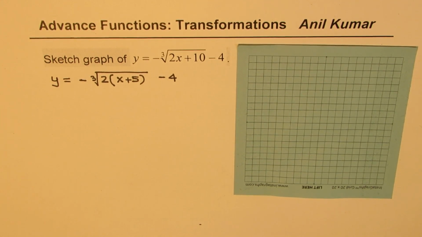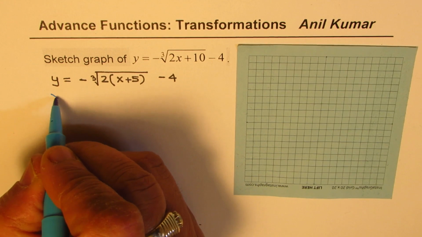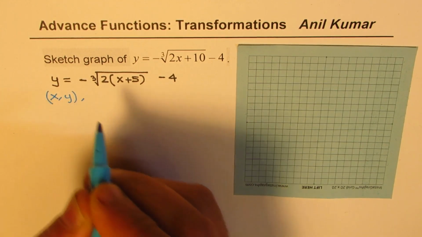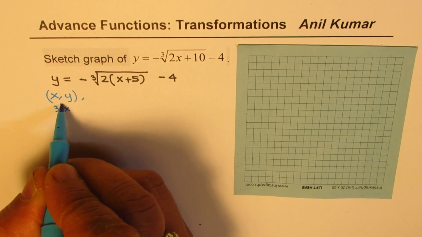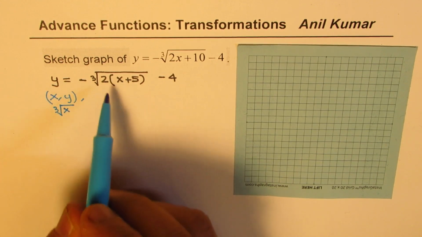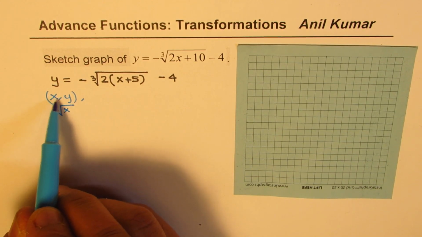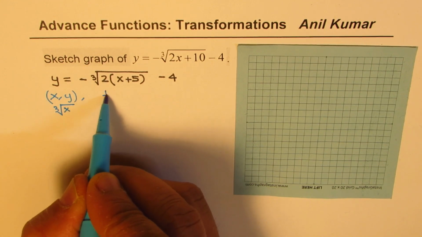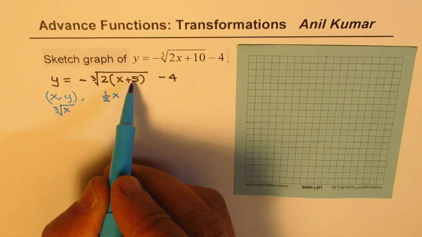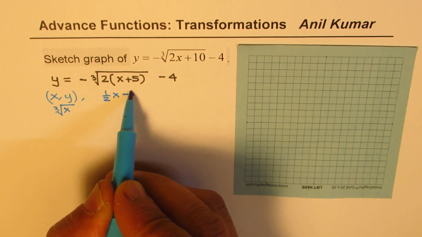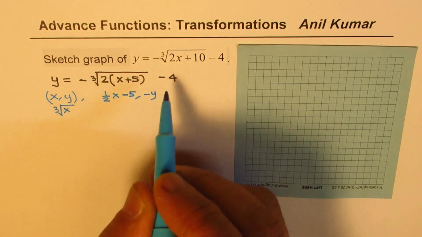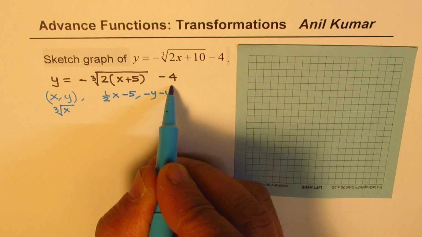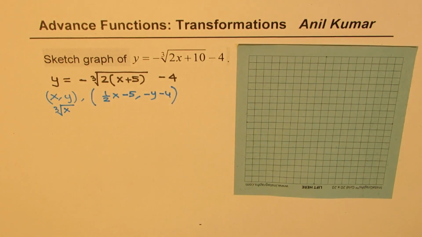Now, to sketch the graph, let's look into the points. If we have x, y as the coordinate points on the cube root function, cube root of x, then in this transformed graph the x values will get multiplied by half, so it gets half of x, and then take away 5 since it moves 5 units to the left. As far as the y points are concerned, it becomes negative, a reflection on the x-axis, and then minus 4. So that is the transformation which is going to take place for each and every point.